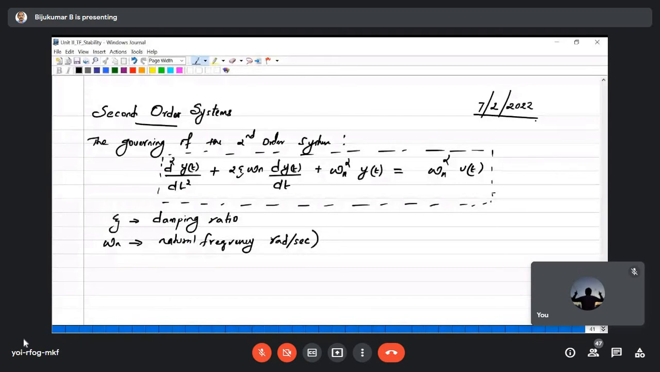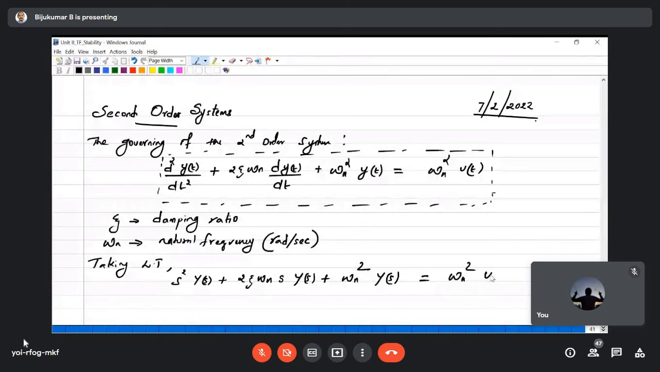So first of all, you can obtain the transfer function for this system. In order to do that, taking Laplace transform, keeping all initial conditions 0, we can write s square y of s plus 2 zeta omega n s y of s plus omega n square y of s is equal to omega n square u of s.